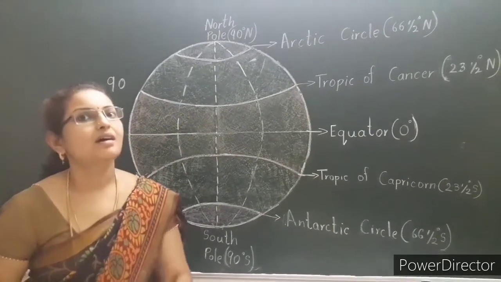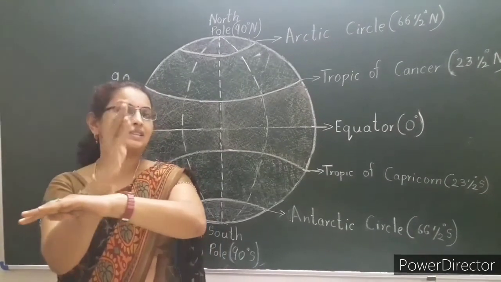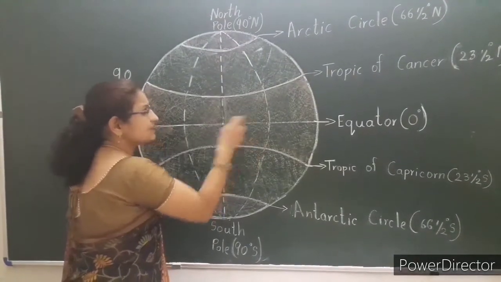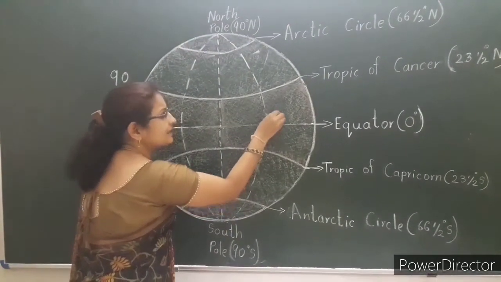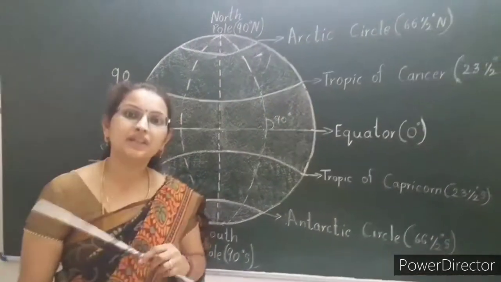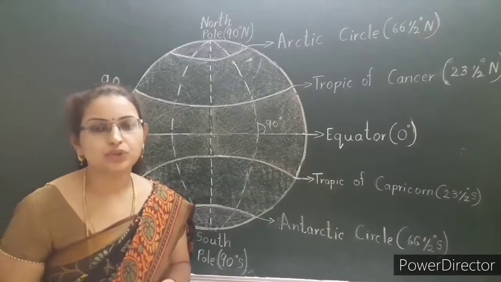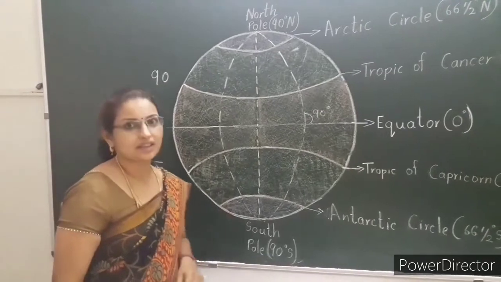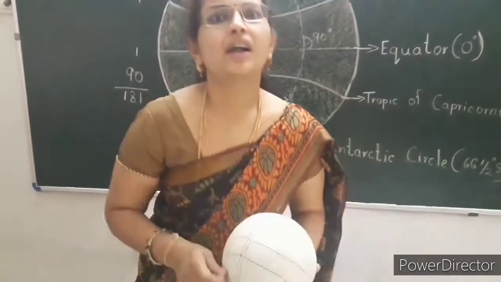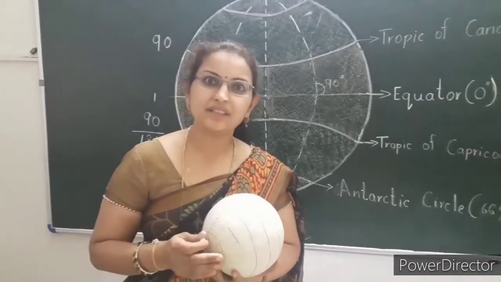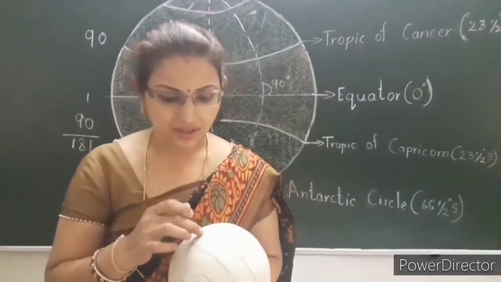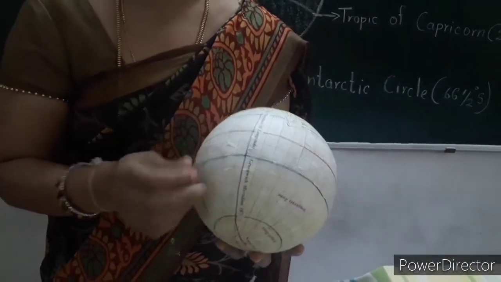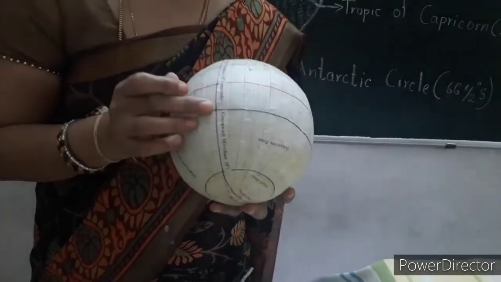And meridians cut the parallels at right angles. See here children, meridians cut the parallels at right angles. Meridians are used to measure distance in east-west directions. And the parallels and meridians form a network on the surface of the globe. This network is called a grid.